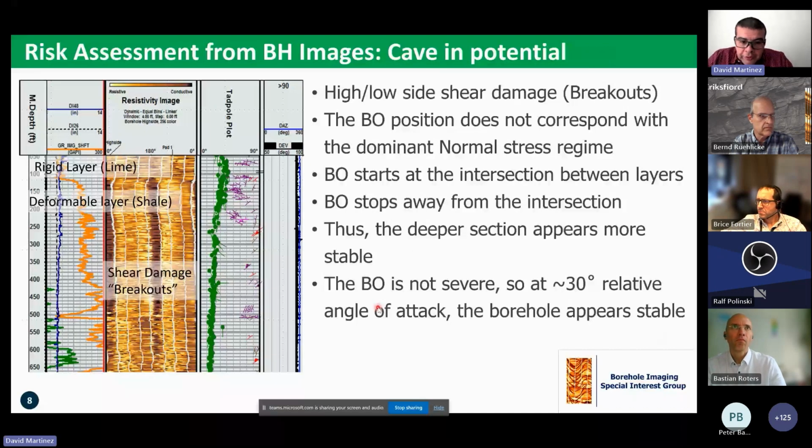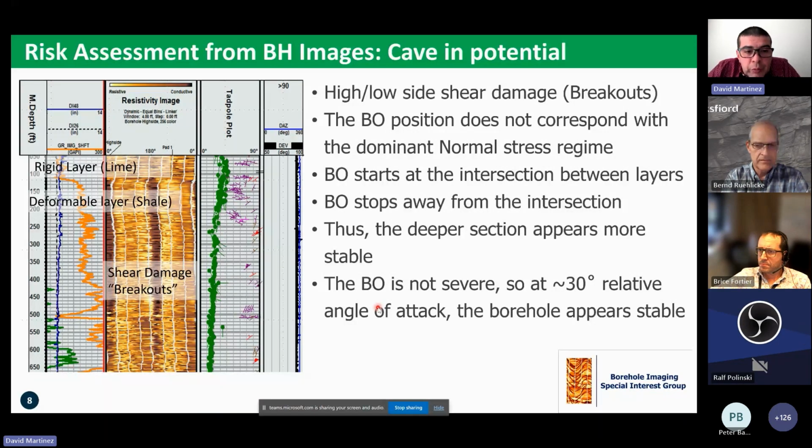Okay, so now for the interesting part. I'm going to look at two examples of how we can use images to try to predict when these issues can happen so that we can mitigate them. On the left-hand side, we are looking at an image that has the first bedding configuration we talked about. We have a rigid layer, a limestone, followed by shale. And then we see a breakout forming here.